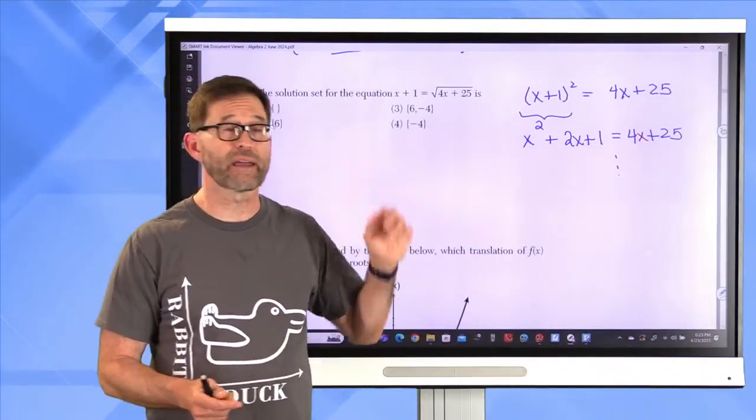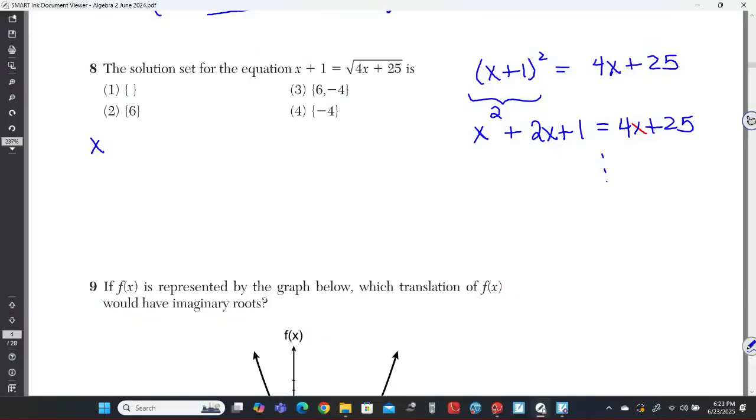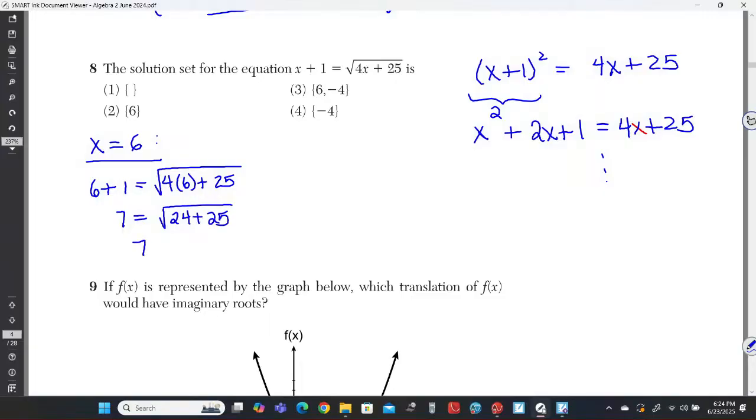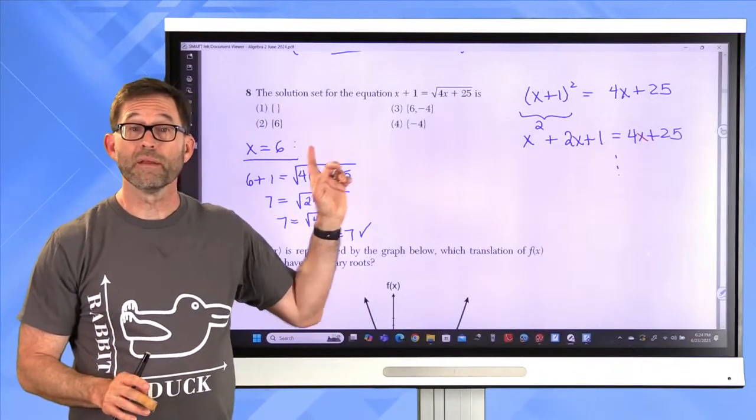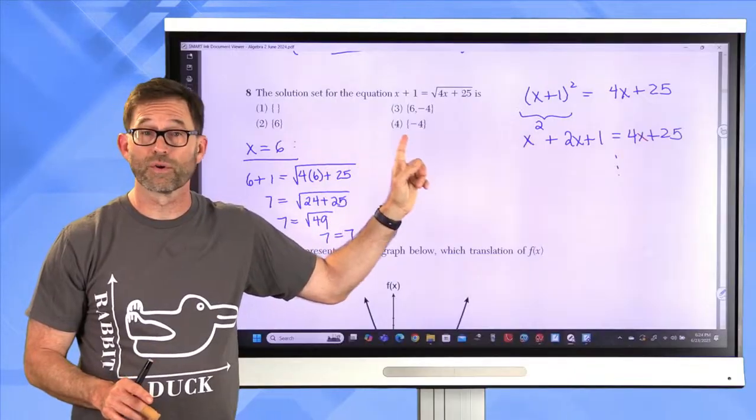So let me first check x equals 6. If I take x equals 6 and I check it in this equation, I get 6 plus 1 is equal to the square root of 4 times 6 plus 25. That's 7 equals the square root of 24 plus 25. That's 7 equals the square root of 49. And that's 7 equals 7. And that is correct. So 6 is definitely a solution. All right? Which means it can't be choice 1 or choice 4.